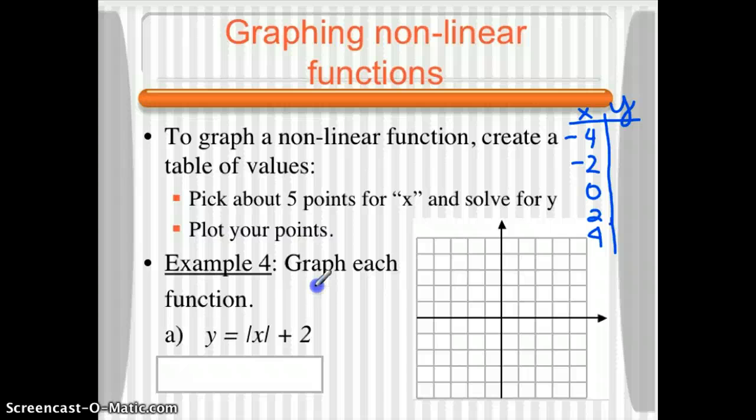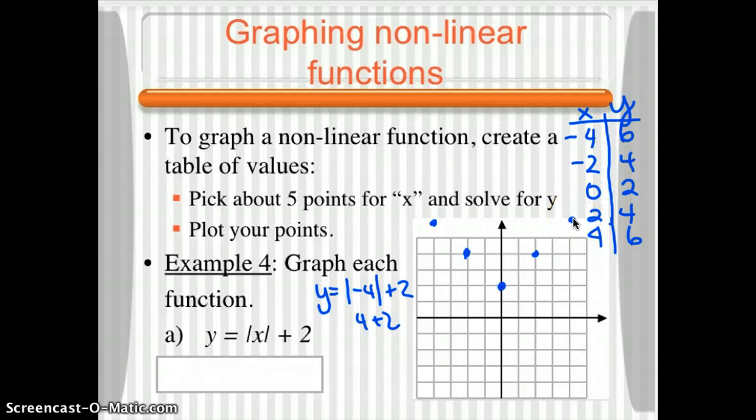So I'll work the first one out by hand, but y equals the absolute value of -4 plus 2. So the absolute value of -4 is 4, plus 2 is 6. And then I'm going to do the rest mentally. Absolute value of negative 2 is 2, plus 2 is 4. Absolute value of 0 is 0, plus 2 is 2. Absolute value of 2 is 2, plus 2 is 4, and absolute value of 4 is 4, plus 2 is 6. So it's negative 4, 6. I'm going to go off the graph a little bit. Negative 2, 4, 0, 2, 2, 4, and 4, 6.